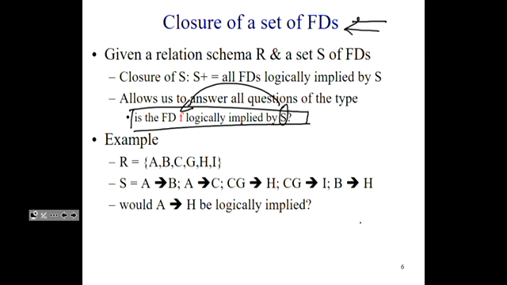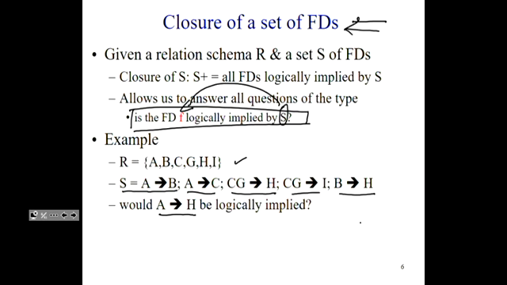Okay, so let's walk through a quick example before we get into the algorithm. Let's say I have this relation R. I have a bunch of functional dependencies. So S contains A implies B, A implies C, CG implies H, CG implies I, and B implies H. Intuitively, would you guys be able to tell me whether A implies H, is that logically implied or not? And if so, why? Yes? A implies B and B implies H.